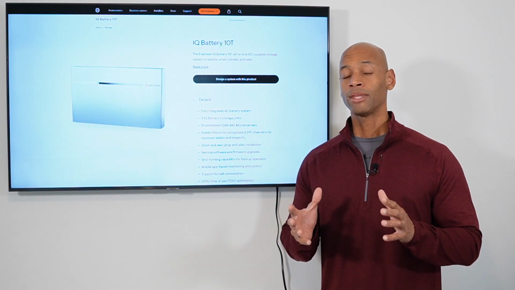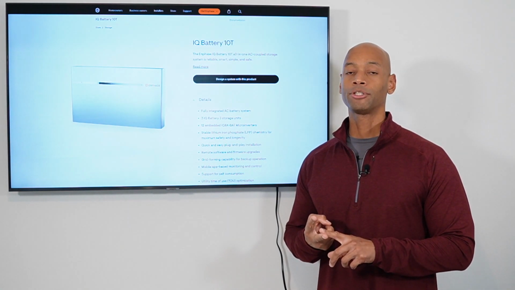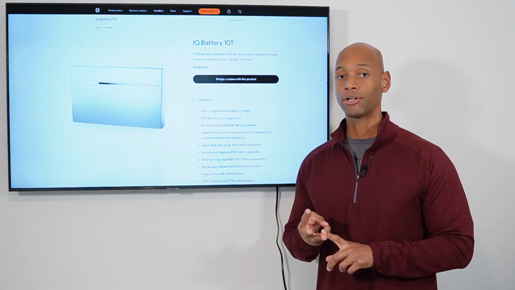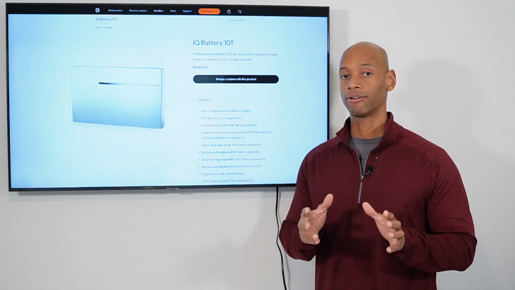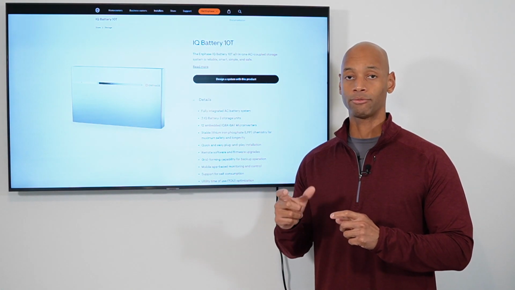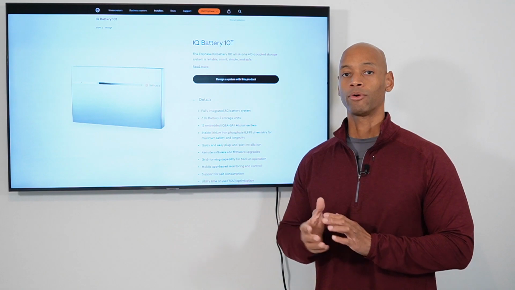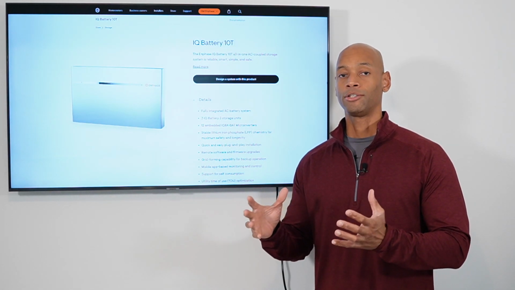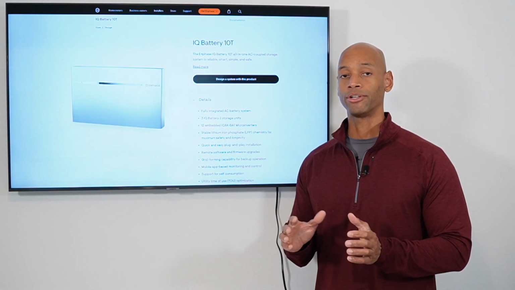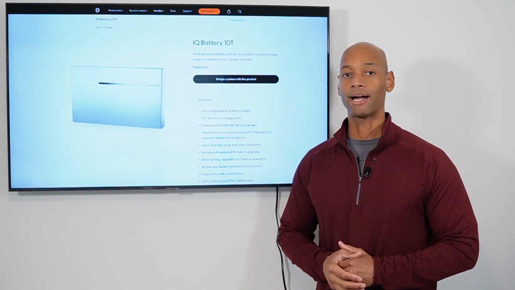as well as supporting multiple operating modes, whether it's backup mode, self-consumption mode, or time of use offset, which is going to be especially important for those of you that live in areas where you get penalized with super high on-peak rates, where you can actually use the battery to consume from the battery so you can avoid ever having to purchase from the utility during those peak rate hours.